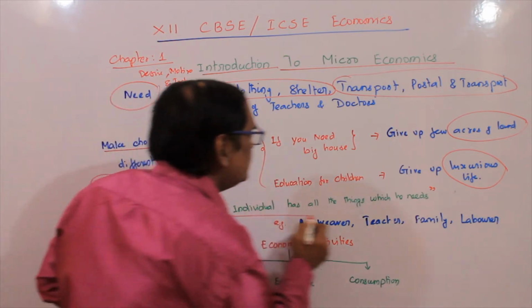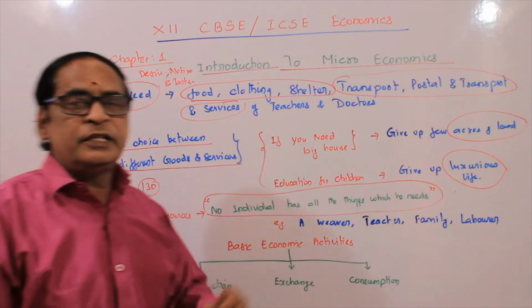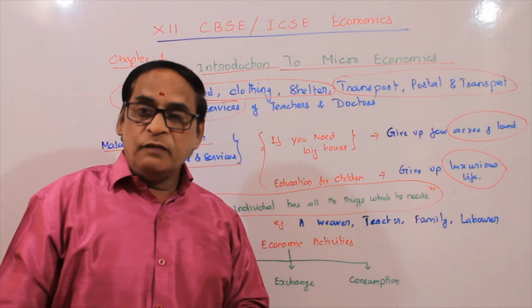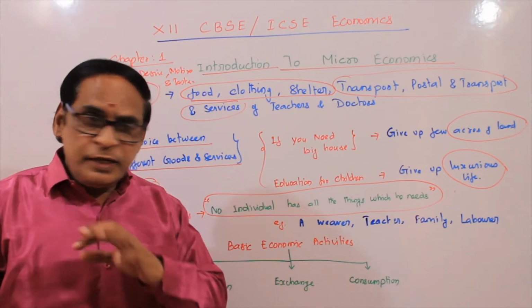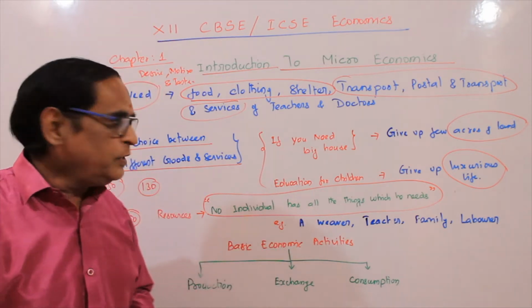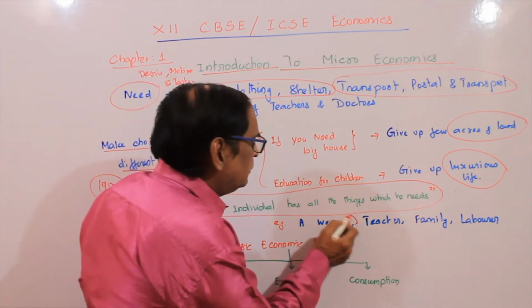This is an important point: no individual has all the things which he needs. In order to survive in the world, you want so many things, but having all the things is not possible. You have to sacrifice something. For example, a weaver.